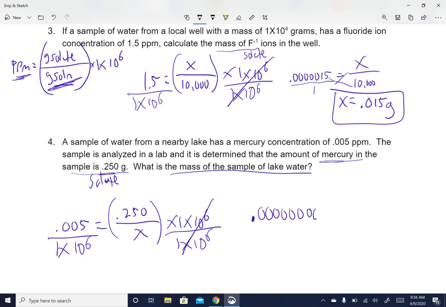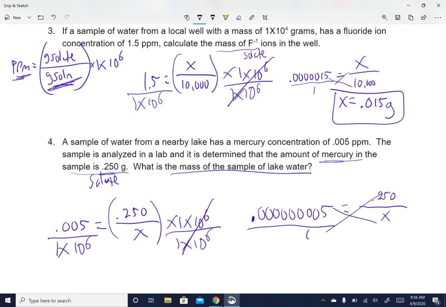0.000000005. I'll double check that here. It's 6 decimal places to the left. Yeah. 1, 2, 3, 4, 5, 6, 7, 8, 9. 5 times 10 to the negative 9 is what that is. 5 times 10 to the negative 9 equals 0.250 over X. This is really over 1.